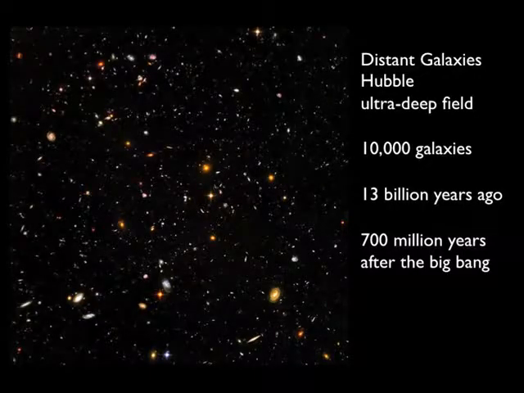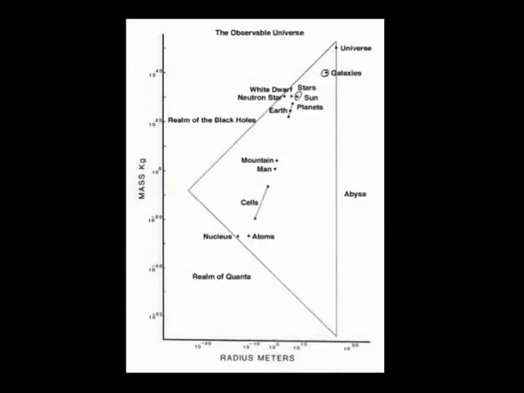The Hubble telescope can collect very faint light. And in this photo, every dot of light is a galaxy. And that's called the Hubble Ultra Deep Field. There are 10,000 galaxies in this ultra deep field. And this image comes to us from 13 billion years ago. So galaxies had formed 13 billion years ago. And we know that this is only 700 million years after the Big Bang. So the galaxies had time to form in 700 million years.